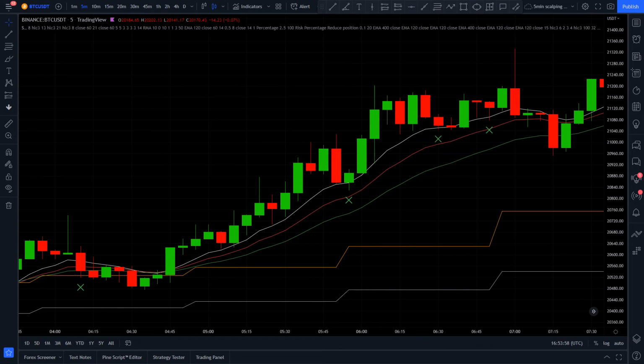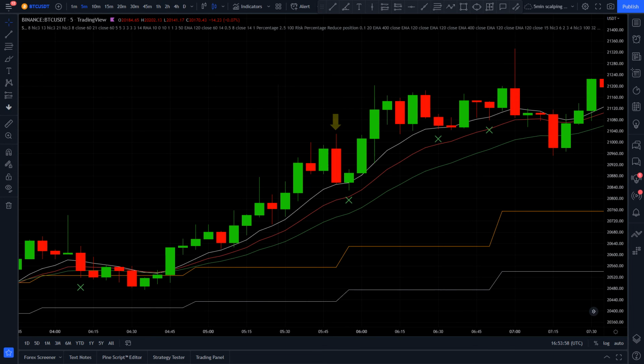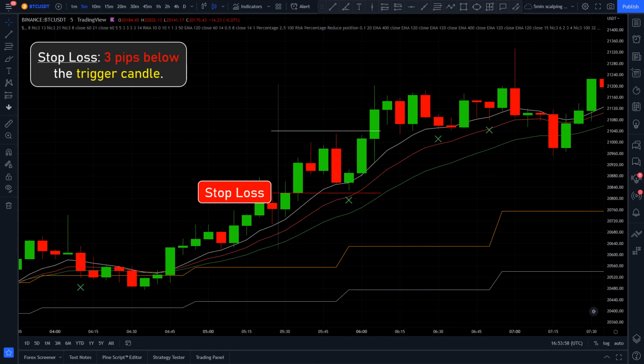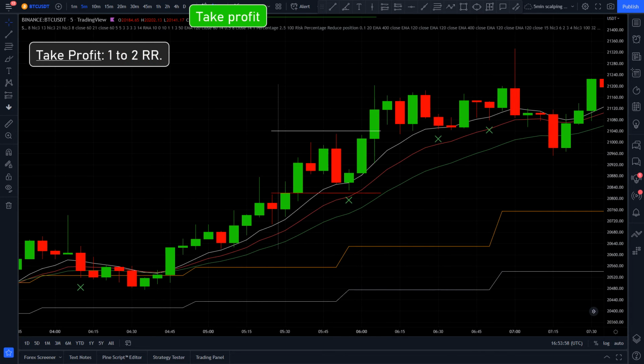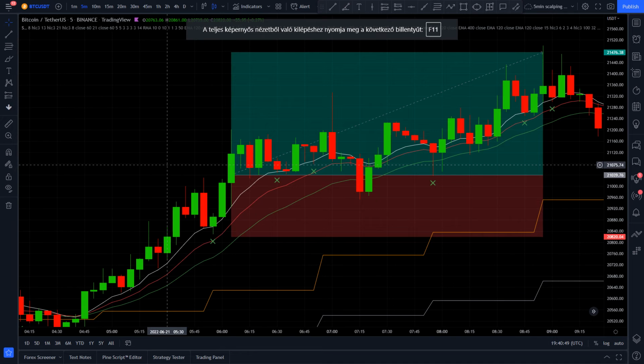The entry point will be 3 pips above the highest candle of the last 5 candles. So let's find the highest point. As you can see, this is the highest point, so we will set our entry level 3 pips above it. Now we need a stop loss and a take profit level. The stop loss will be 3 pips below the trigger candle and the take profit will be, in this case, a 1:2 risk to reward ratio. But of course you can set whatever risk to reward ratio you like inside the script. As you can see, this trade was a winner.